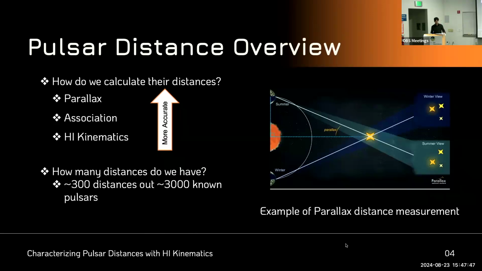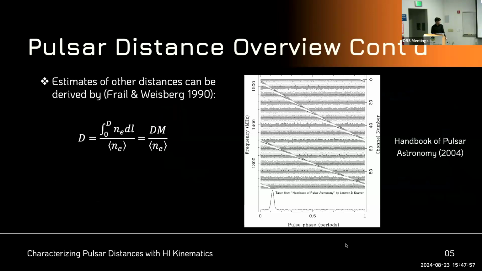Out of the 3,000 pulsars that we know exist in our galaxy, we only have distance measurements for around 300 of them. As I mentioned before, what we can do with these distance measurements is develop an electron density model with the following equation below, which was adopted in Ferlin-Weisberg from 1990. You get a distance measurement of a pulsar along a line of sight, and you can also observe its dispersion measure and extract this variable at the bottom, NE, which is the mean free electron density for that pulsar along that line of sight.